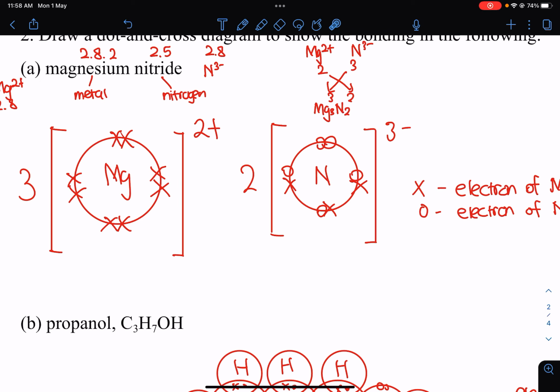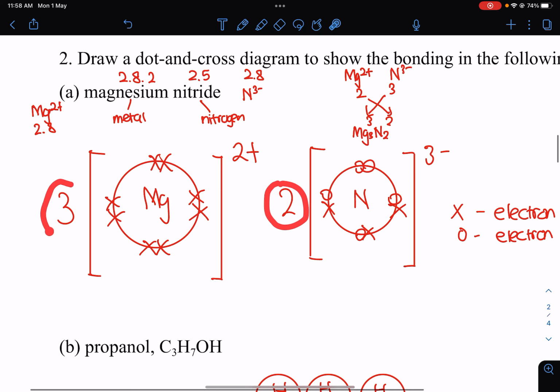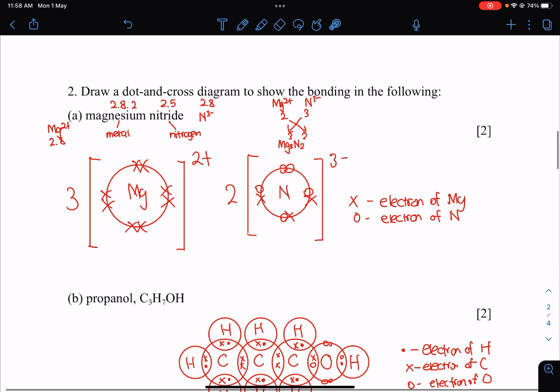So how do you check whether your answer is correct? You need to use this method. Remember, the formula of the ions and how the electrons are distributed are always the same. The only thing that changes will be the balancing portion, depending on what ions you are given, which group they belong to, and how many electrons they gain or lose.